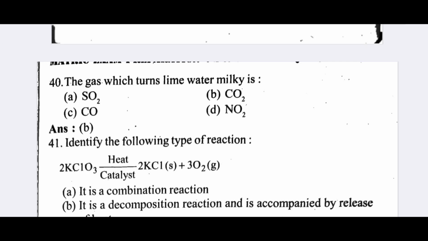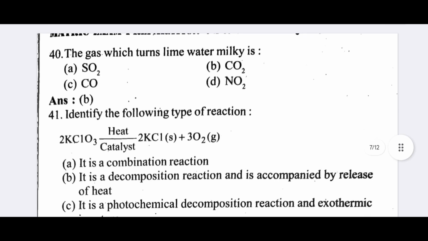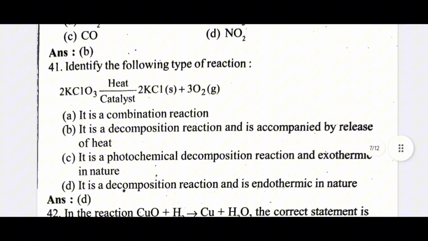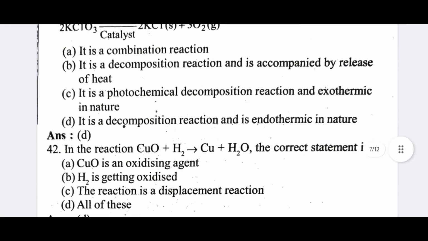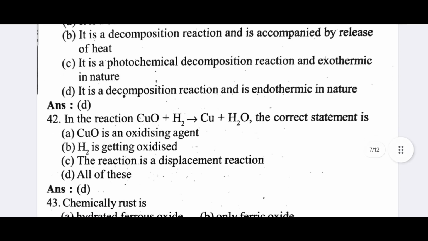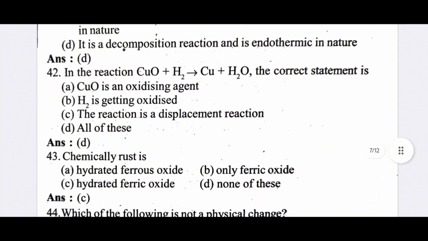2KClO3 heat and catalyst gives 2KCl plus 3O2. Answer is D number. It is a decomposition reaction and endothermic in nature. In the reaction copper oxide and hydrogen give copper plus H2O, the correct statement is all of this reaction. Chemical rust is C number, hydrated ferric oxide.